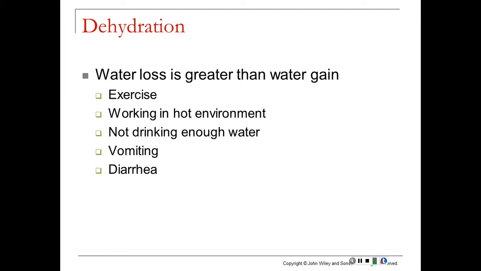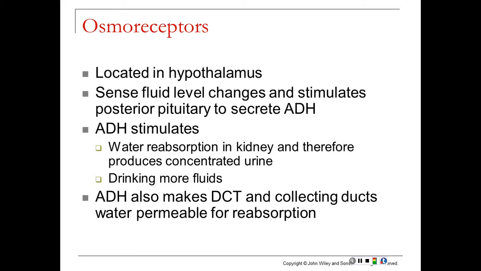Dehydration is when water loss is greater than water gain. This could be because of exercise, working in a hot environment, not drinking enough water, vomiting, diarrhea. Anything that's going to cause an excess of water loss can cause dehydration. There are special osmoreceptors that are located within the hypothalamus of your brain. These are going to sense fluid level changes in your blood plasma, and that's going to stimulate that release of ADH from your posterior pituitary.